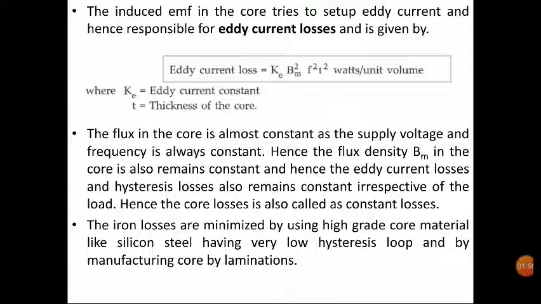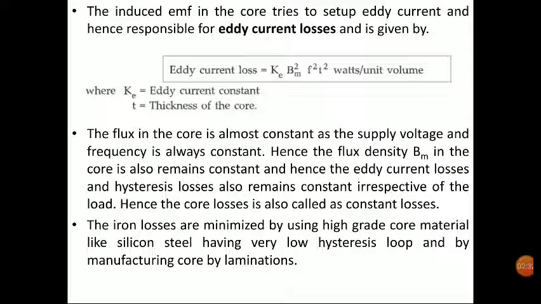Now let us see the eddy current losses. As we know, an EMF will be induced in the core, and this sets up an eddy current in the core. Due to this eddy current, losses take place, and this loss is called eddy current loss. It is given by Ke Bm square F square T square. Here Ke is the eddy current constant, Bm is the maximum flux density, F is the frequency, and T is the thickness of the core.